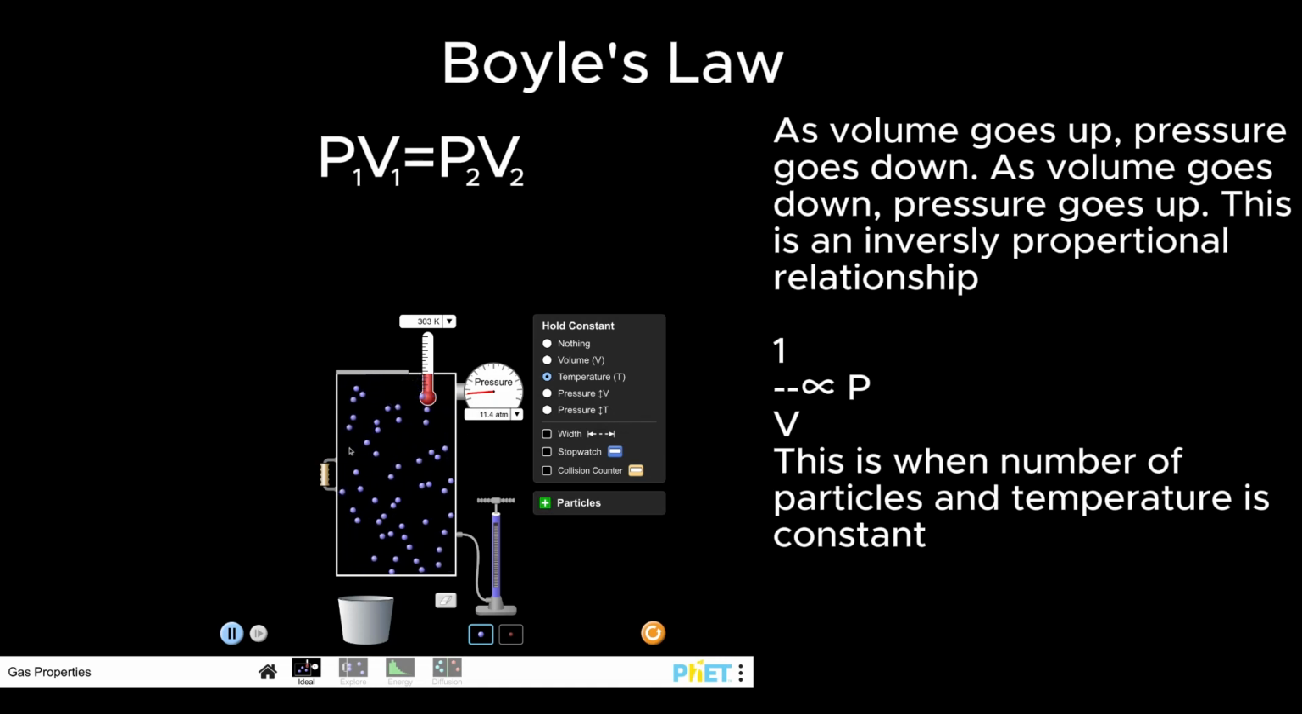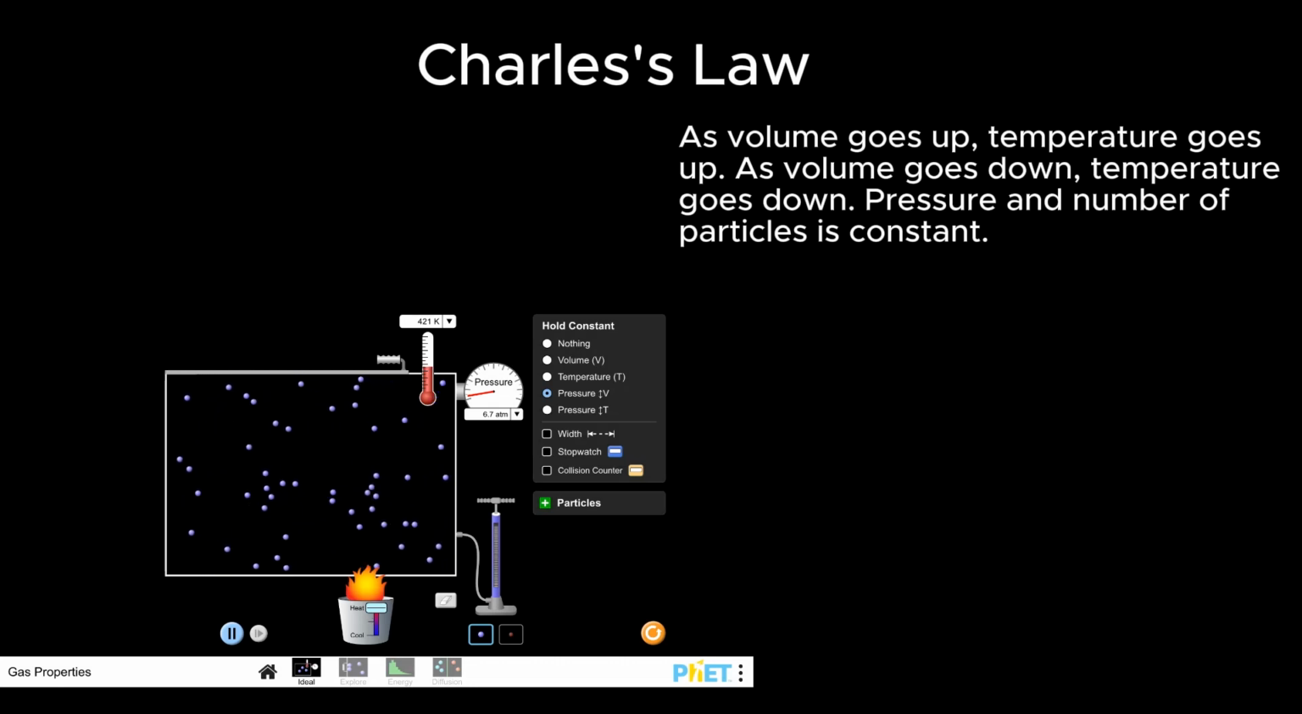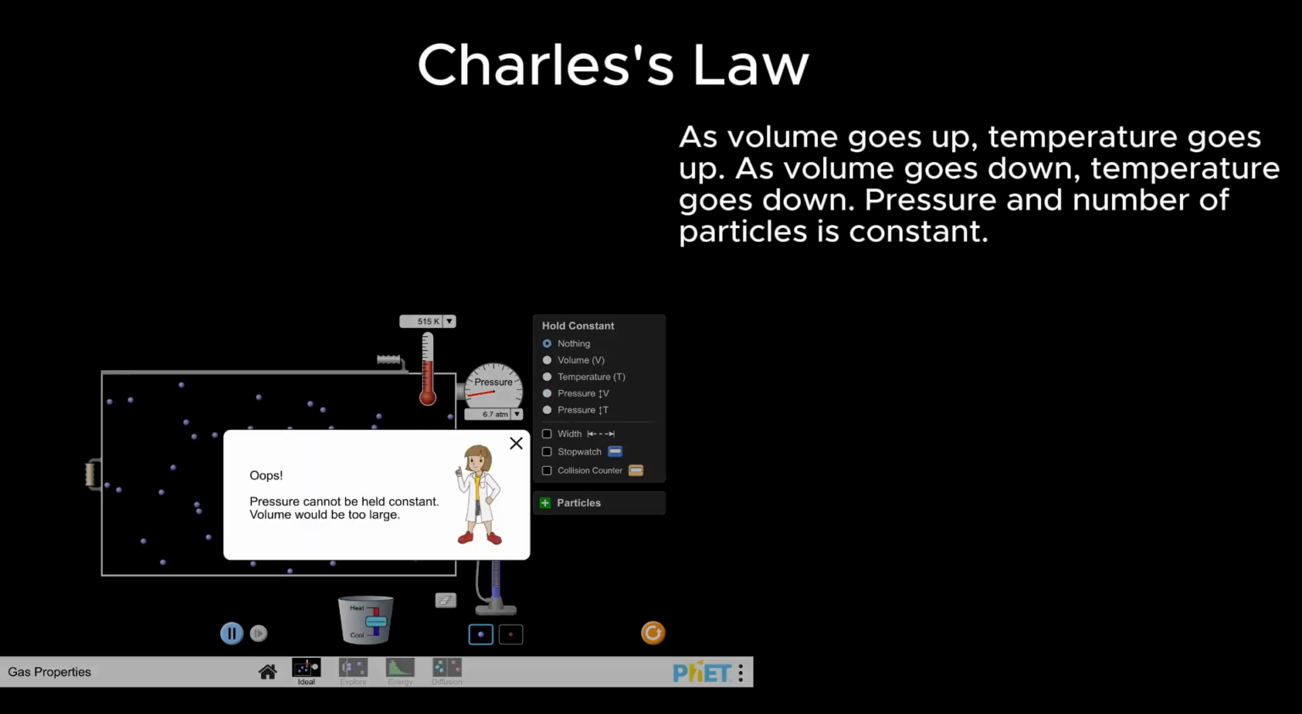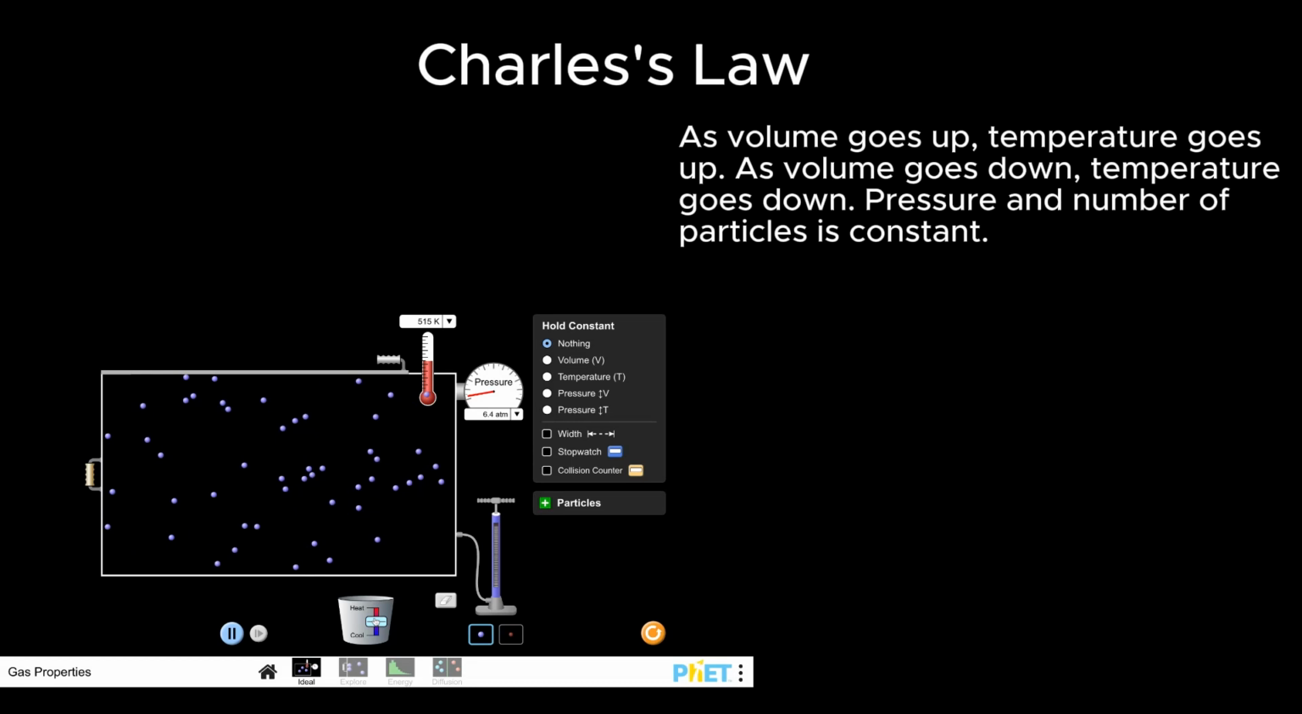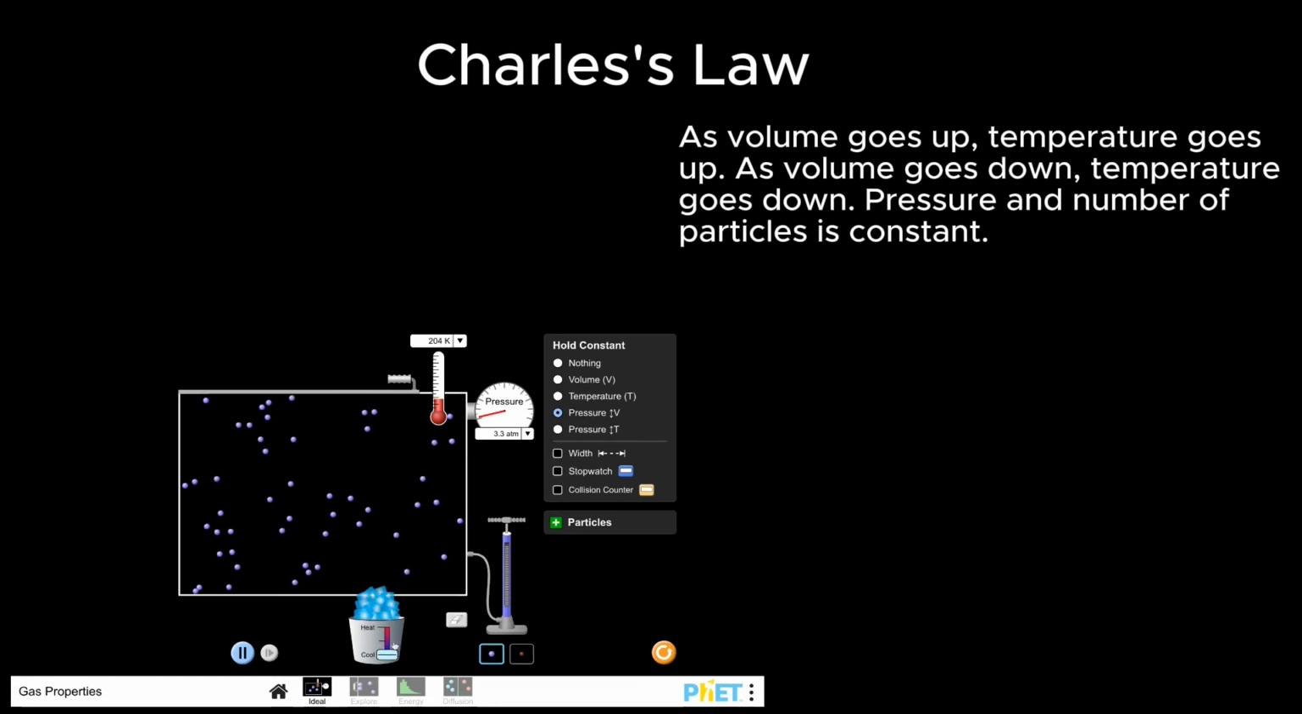Another law we talked about is Charles's law. Charles's law is when you're given temperature and volume at a constant pressure. As volume goes up, the temperature goes up. If you decrease the temperature, the volume will go down.